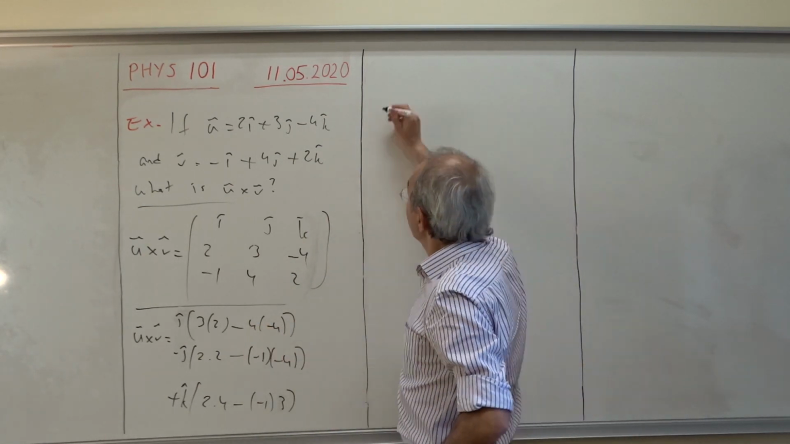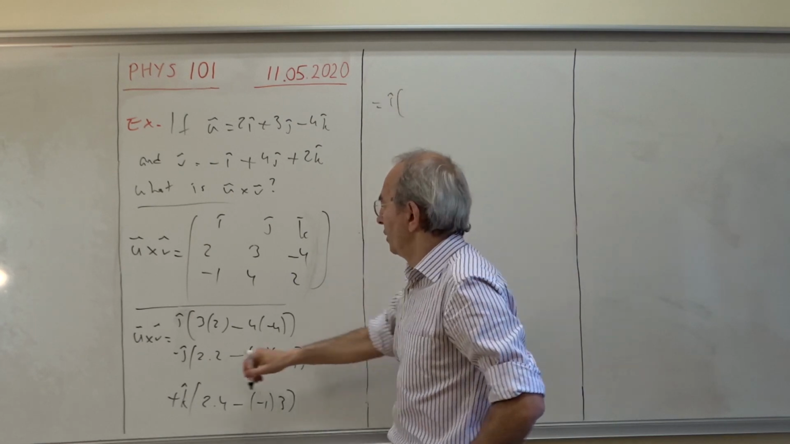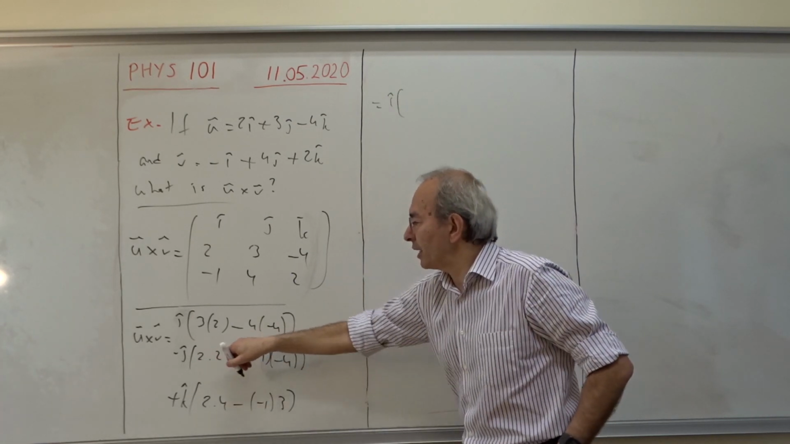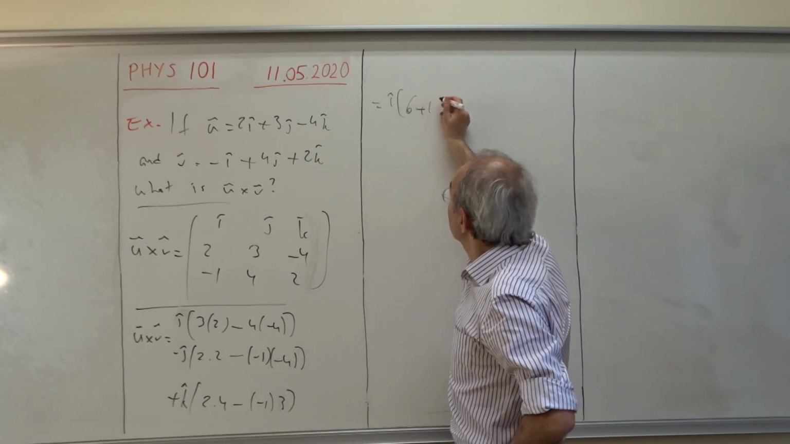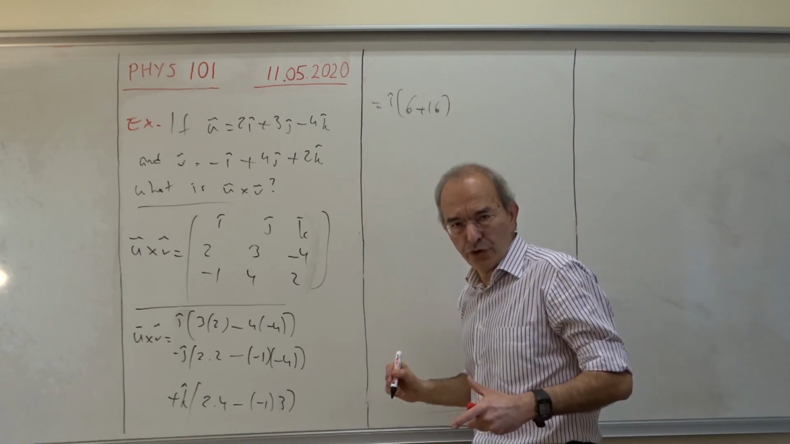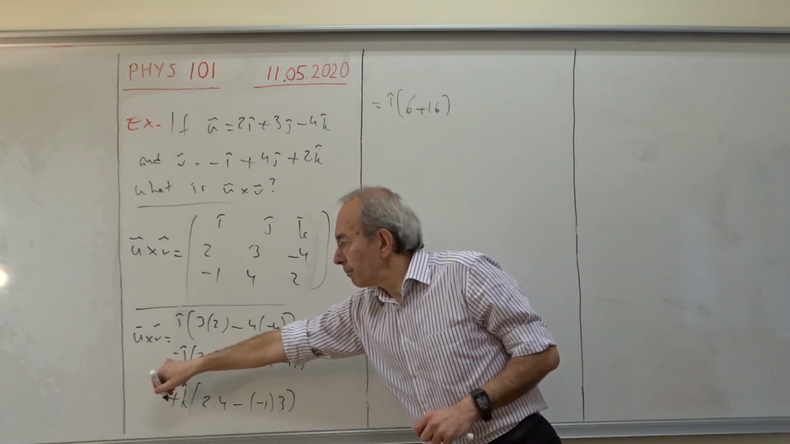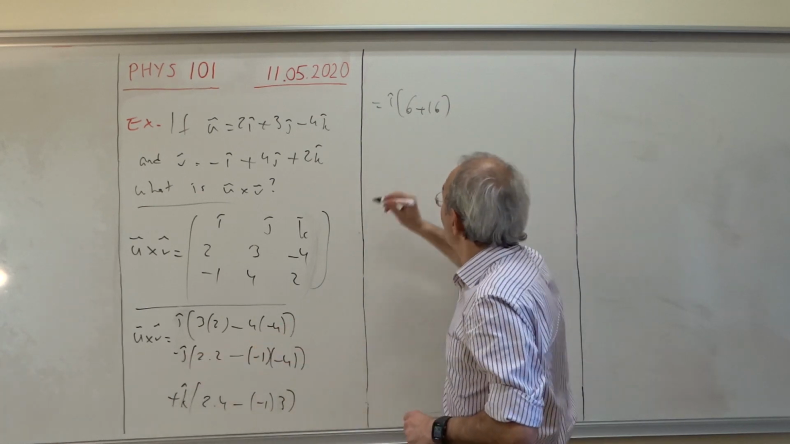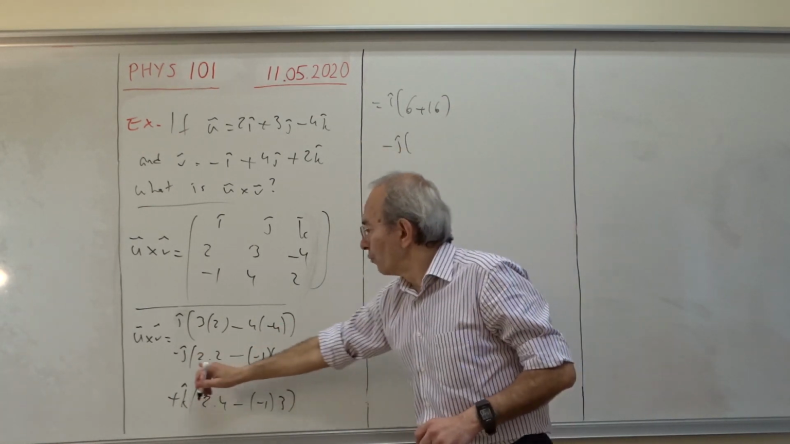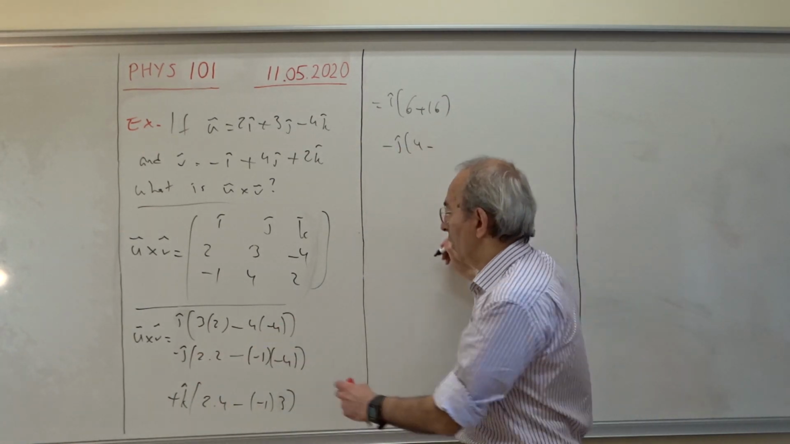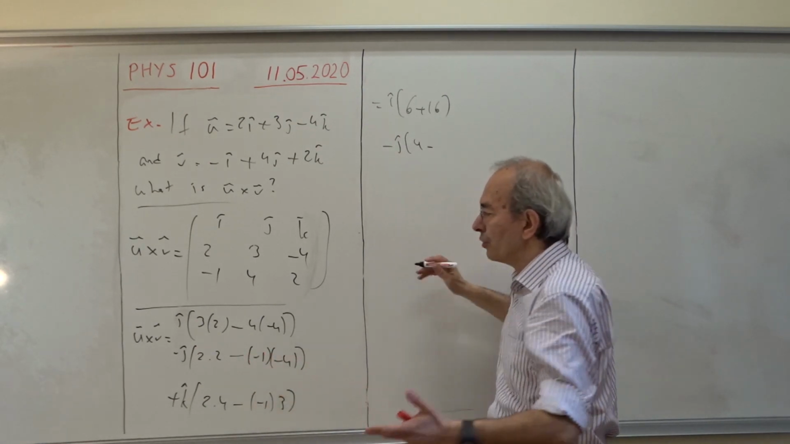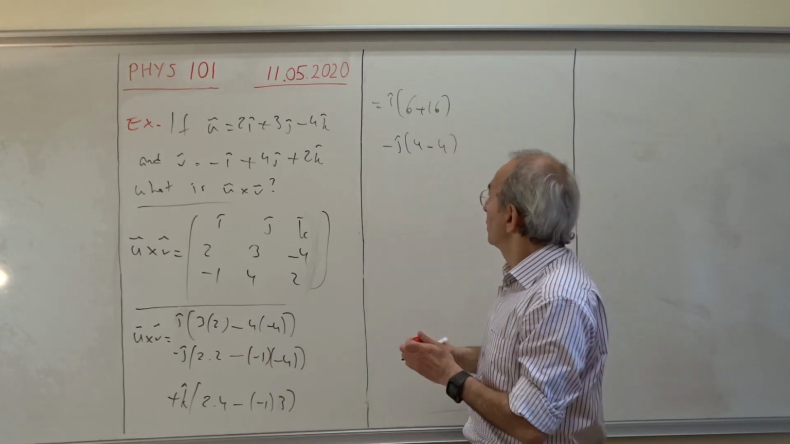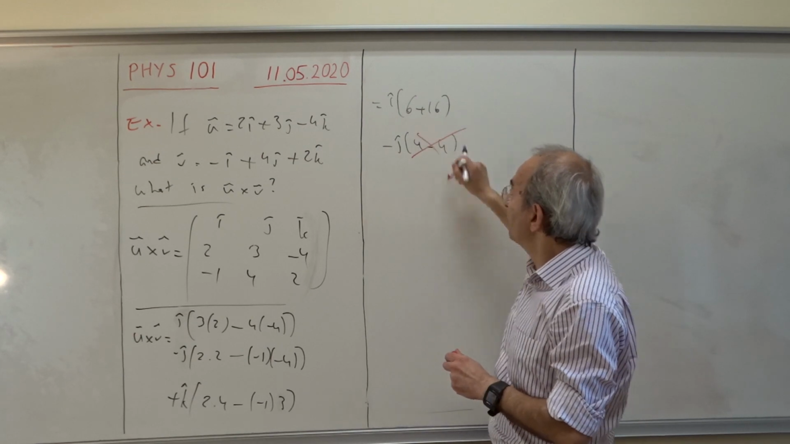Let's start with the first one. I times 6 minus 6 plus 16, 6 plus 16 for the first component. Don't forget this minus, please. Minus j. 4 minus another 4, so they cancel. So as we see, there is no j component.